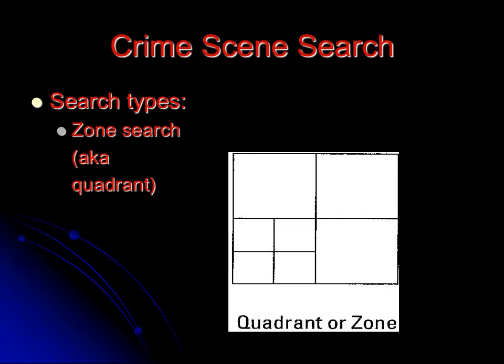A zone or quadrant search. You can apply a strip search or any of the other search patterns to this, but essentially you break things up into different zones or quadrants and you assign a person or a search party to that particular zone, and they are responsible for that. You see this used a lot in disaster scenes like airline disasters where an airline has crashed. You will assign a team of individuals to a quadrant per GPS coordinates. They'll mark that off and they'll be responsible for finding and collecting any evidence in that quadrant.